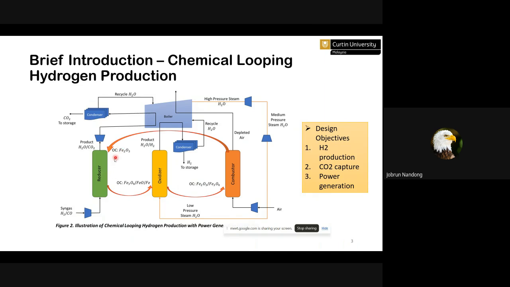Essentially, what we're trying to do is use what they call an oxygen carrier, OC. Let's say we use iron oxide. We can use other types of oxygen carrier as well, like nickel oxide, copper oxide, and many others. But here, the most common one, widely studied now, is iron oxide, and the other one is nickel oxide. So I use iron oxide here as a case study, carrying oxygen.